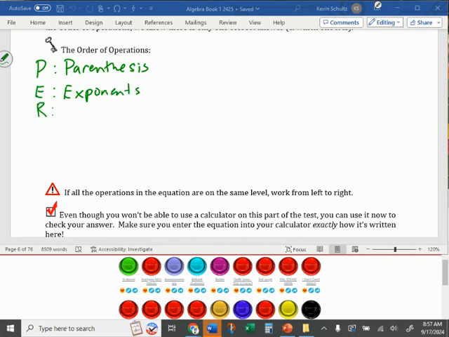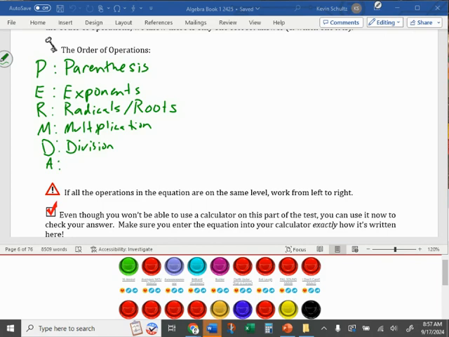R, radicals, or also called roots. We worked with those yesterday. So radical. And then M, multiplication. D is for division. A is for addition. And hopefully you space this out a little better than I did. S is for subtraction.